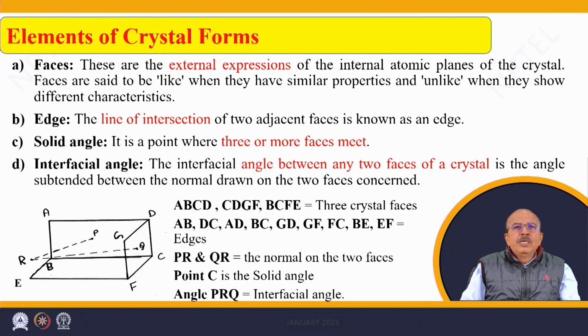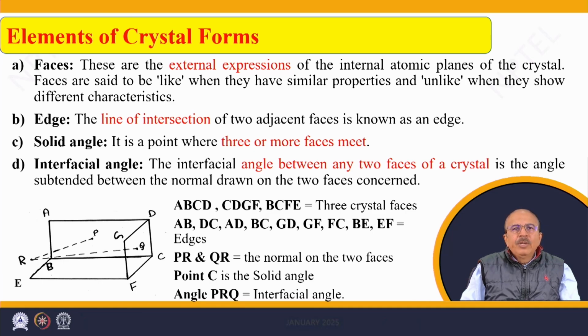Now we will discuss the elements of crystal forms, in which we will know about the faces, edge, solid angle, interfacial angle, etc. Faces are the external expressions of the internal atomic planes of the crystal. Faces are said to be like when they have similar properties and unlike when they show different characteristics. Edge: the line of intersection of two adjacent faces is known as an edge. Solid angle: it is a point where three or more faces meet. Interfacial angle: the interfacial angle between any two faces of a crystal is the angle subtended between the normals drawn on the two faces concerned.